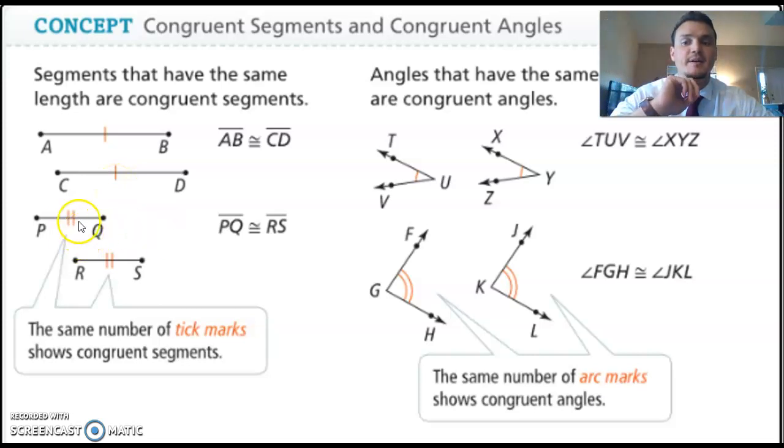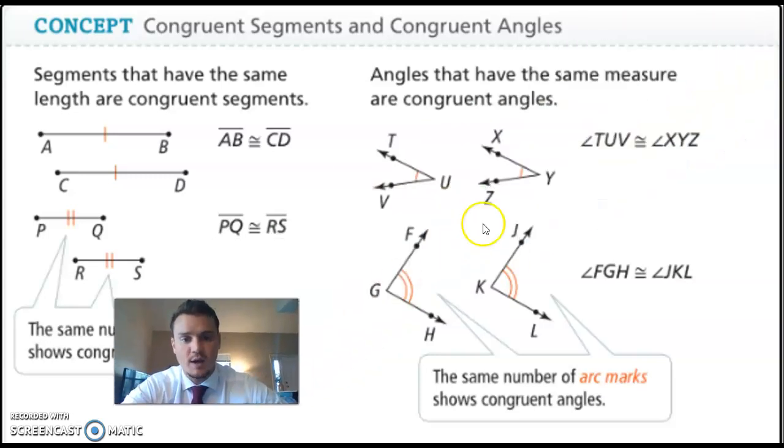Same thing down here. Now, when you have multiple segments that are congruent, we just use a different number of tick marks. So here, segment PQ is congruent to RS, so we put 2 tick marks on there and 2 tick marks on RS to indicate that those two segments are congruent. Whenever you have multiple pairs of congruent segments, you have to use different numbers of tick marks.